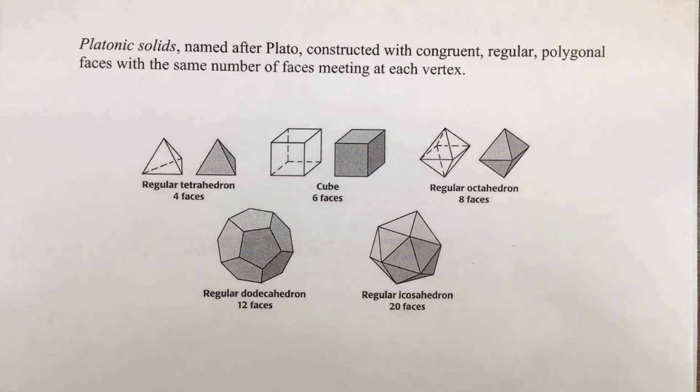The fourth picture is a regular dodecahedron, dodeca referring to 12. This will be made out of 12 congruent pentagons. And at all the vertices, you have 3 of those pentagons meeting up. And last, we have an icosahedron, which has 20 faces, each of which are going to be equilateral triangles. At each of the vertices, you're going to have 5 of those equilateral triangles meeting up.